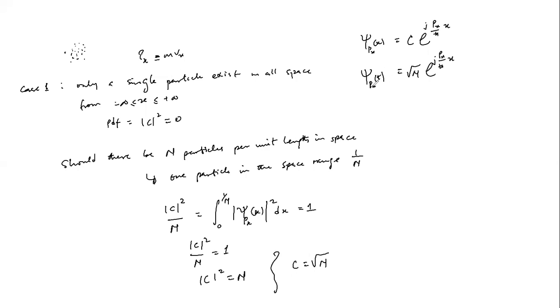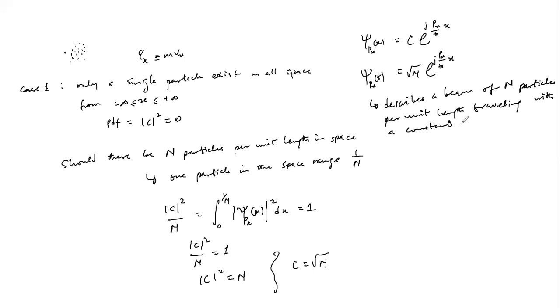So this state function describes a beam of n particles per unit length traveling with constant velocity v sub x, which is the same as photons.